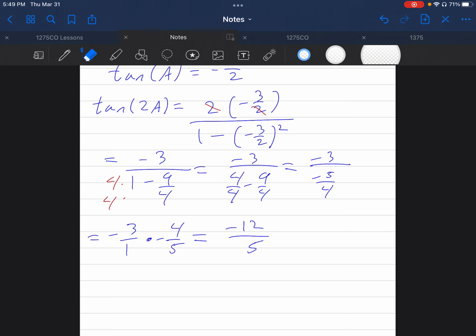I just made a mistake. That is a positive 12 because we're multiplying a negative times a negative. So this is our answer, 12 over 5.